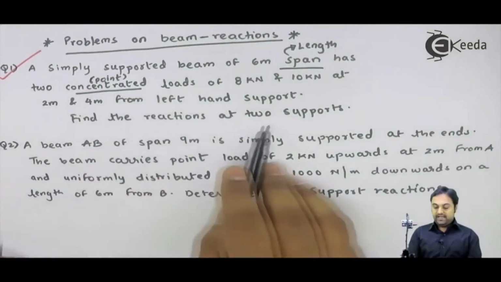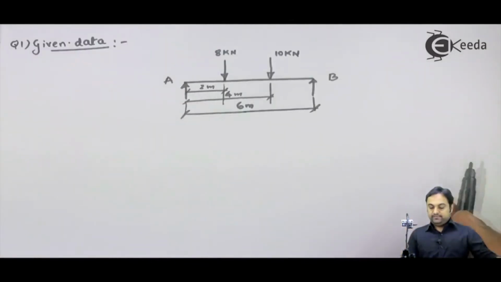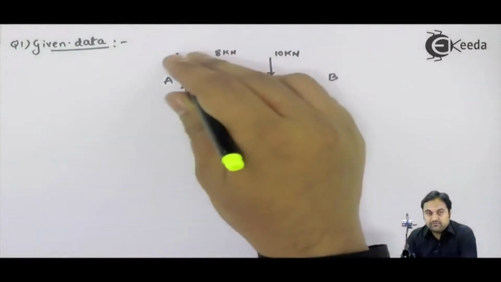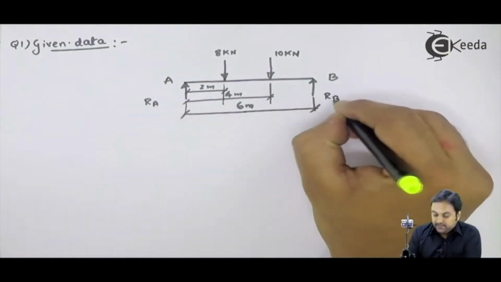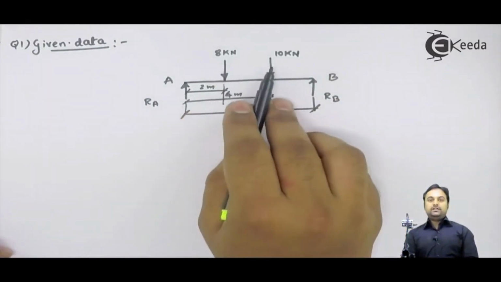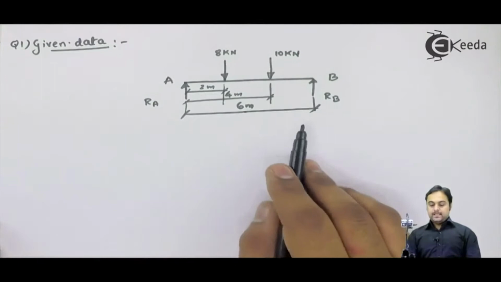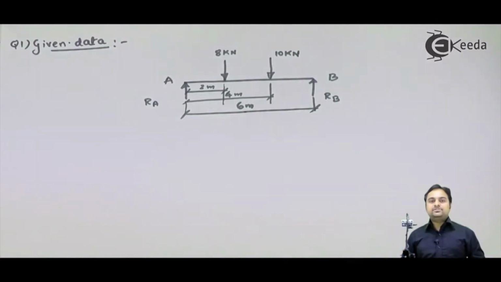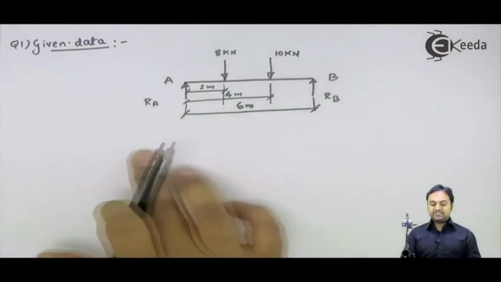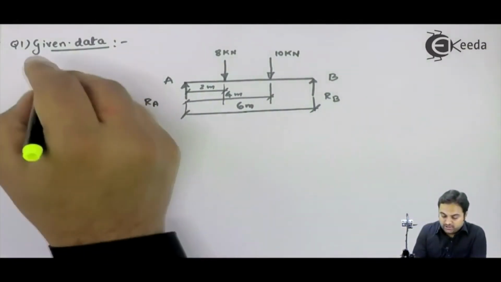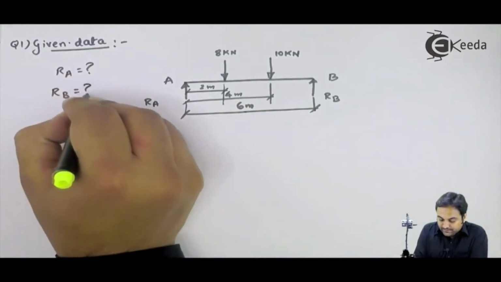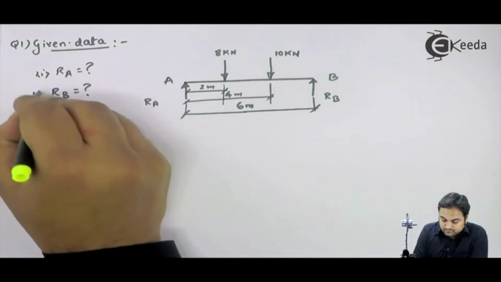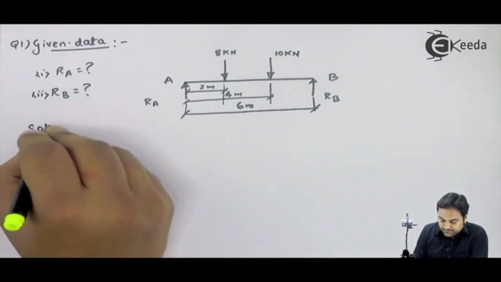Now here we have to find the reactions at two supports. It means because of the action of these forces, we would be getting a reaction at A and a reaction at B. Because the loads are carried by these two supports, as the beam is supported at its extreme ends, we would be calculating how much reaction is offered by each of the supports. So our question is to calculate RA and to calculate RB. I'll write the solution for this.